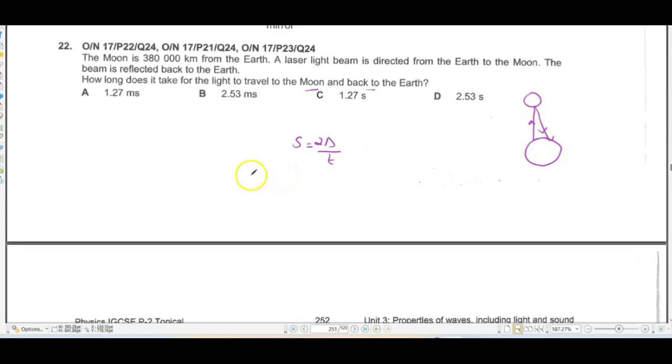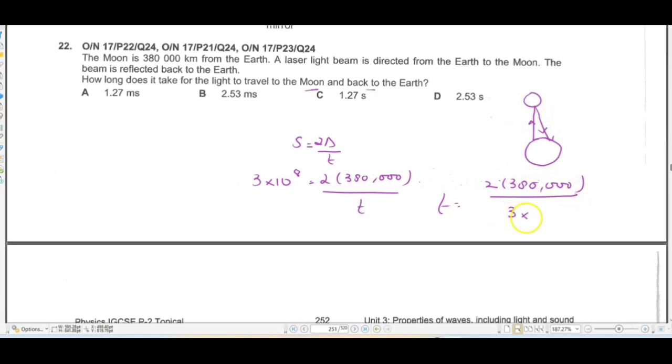So speed of light is going to be 3 into 10 raised to the power 8. 2 times distance is equal to 380,000 over t, and t is going to give us 380,000 over 3 into 10 raised to the power 8, and the answer that we are going to get is 2.53 seconds. So D is the correct option.